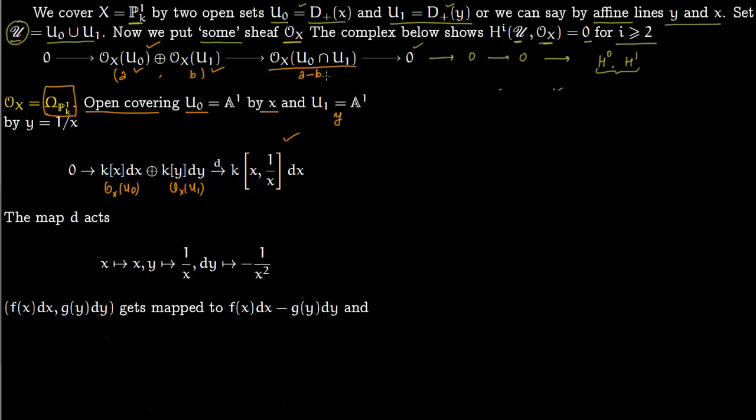And again, as a, b gets mapped to a minus b, you have f and g getting mapped to f minus g right here. But this map D also acts like a derivative. Because you have the sheaf of differentials, it takes x to x, y to 1 by x. So that is this x to x, this y to 1 by x transition function. It takes dy here to minus 1 by x square, and it takes dx to 1, because d by dx of x is 1.